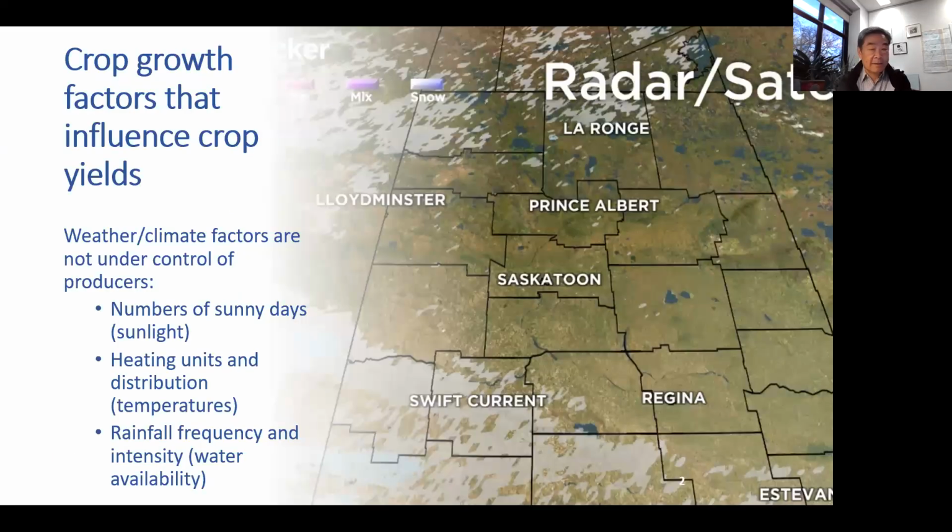And what I want to say is, in growing a crop, there are many factors that influence the crop yield. Some factors, like the weather and climate, are not under our control, so we cannot do anything. We should take whatever God granted us. Those factors include the number of sunny days, which provide sunlight for the crop to grow, and heating units and distribution, like how hot and when the hot weather happens, the temperature part, and rainfall, the rainfall frequency and intensity. That directly contributes to the water availability for crop growth. Those are given, so there is nothing you could change.